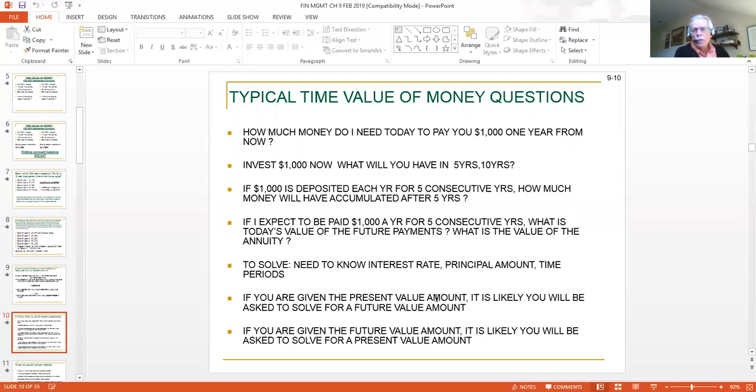So what are the things we need to solve these problems? We need to know the interest rate. We need to know the principal amount, which is either a present principal amount or future principal amount. We need to know the time periods. And if we're working with annuities, we need to know the payment stream or amount that recurs.